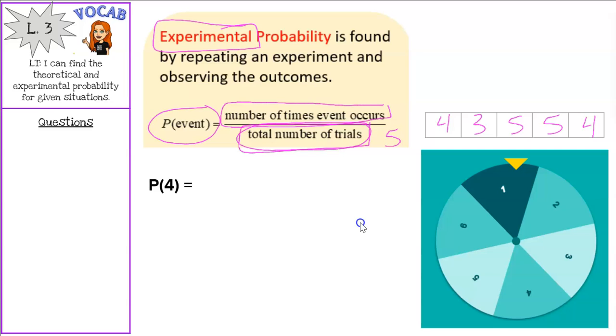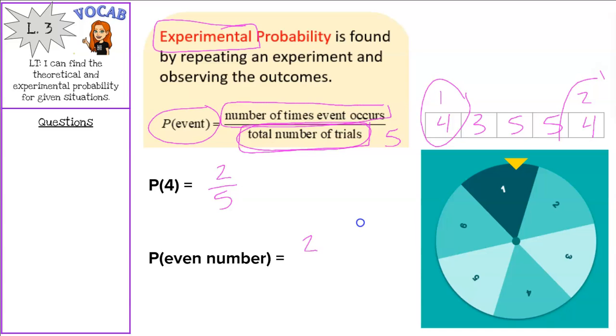So the probability of spinning a 4 based off of this is, I spun a 4 1 time, I spun a 4 2 times, so it would be 2 over 5. And then the probability of spinning an even number, well, that's the same as the probability of spinning a 4, because 4 was the only even number that I spun. So it would still be 2 over 5. So you can see the probabilities of the experiment versus the theoretical probabilities are not the same.